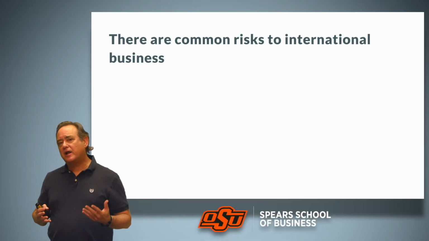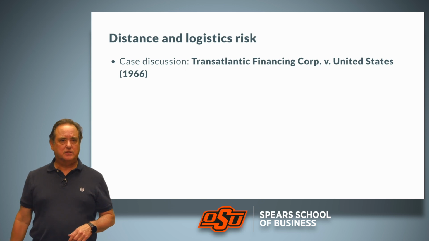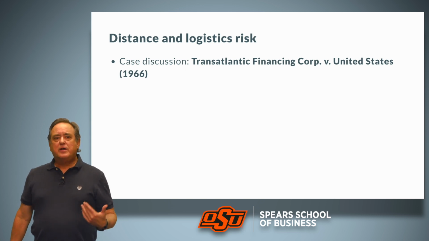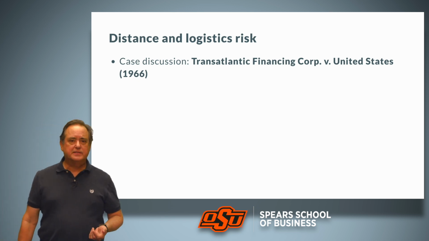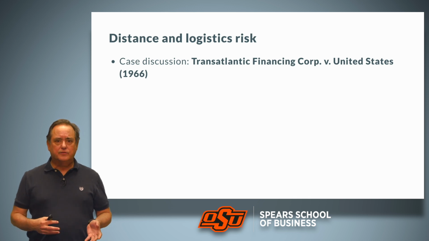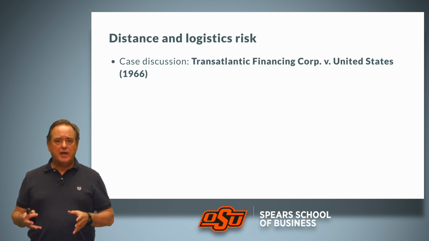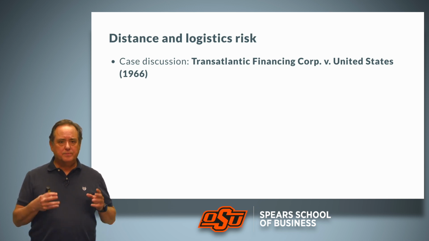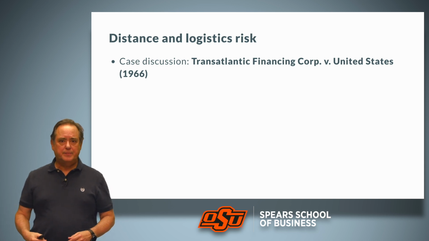Let's look at some of the common risks involved in international sales transactions, starting with what we call distance and logistics risk. The case in your book is called Transatlantic Financing Corp versus United States, a Supreme Court case from 1966. This involved the sale of wheat from the United States to Iran. The United States contracted with Transatlantic Financing Corp to ship the wheat from the United States to Iran.